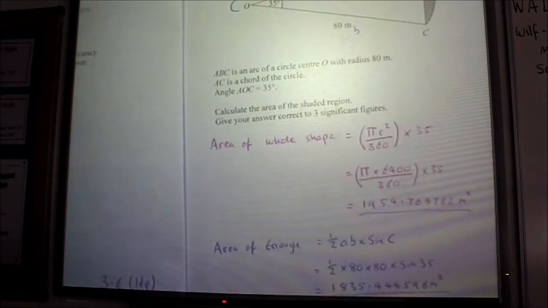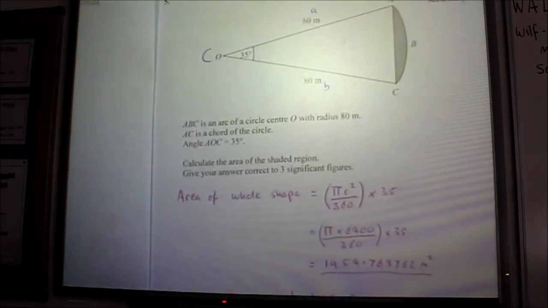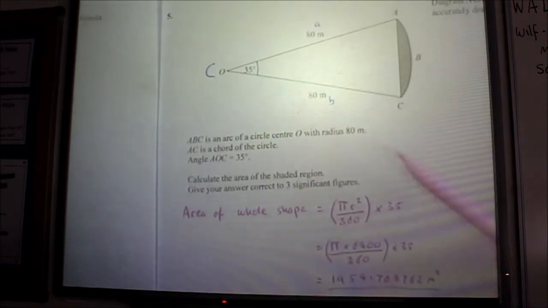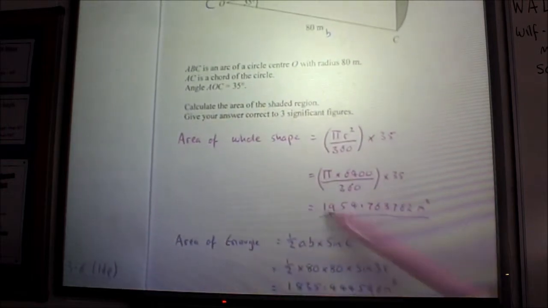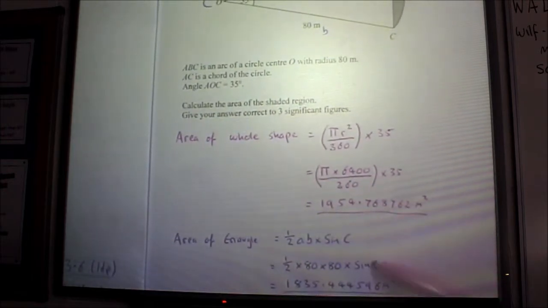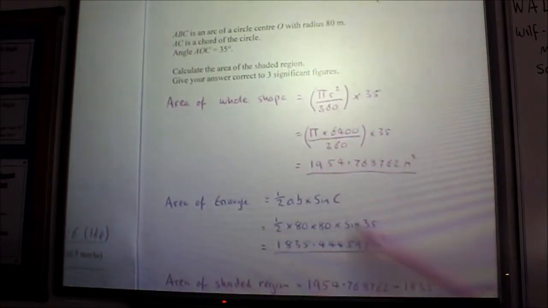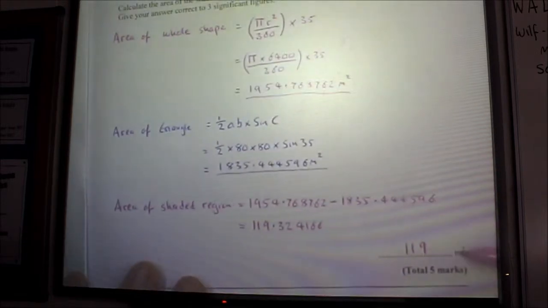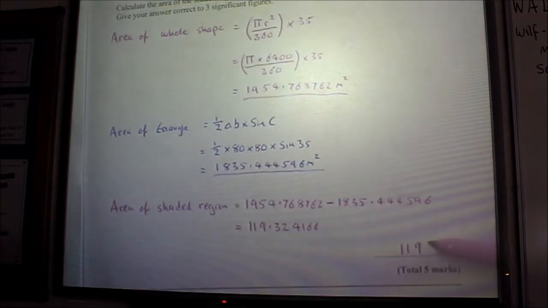Question 5. You've got an arc of a circle. Calculate the area of the shaded region. First of all, what I'd do is find the area of the entire shape. So it's pi times the radius squared, because it's going to be a circle, divided by 360, all the degrees, and multiplied by 35, and that gives you that number there, 1954.77. The area of that triangle is half ab sine C, which worked out is that. So you've got to do the area of the whole lot, take away the area of the triangle, which gives you the area of the shaded region, and it said give your answer to 3 significant figures, which is what I've rounded it to there.